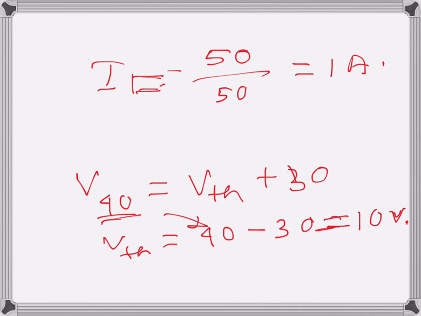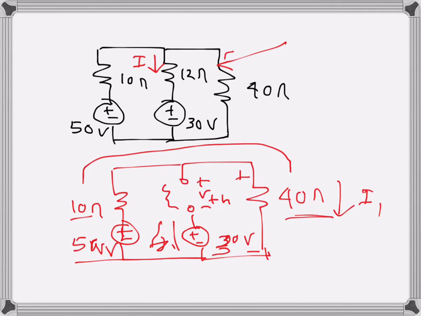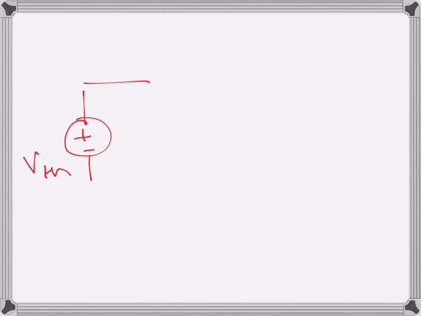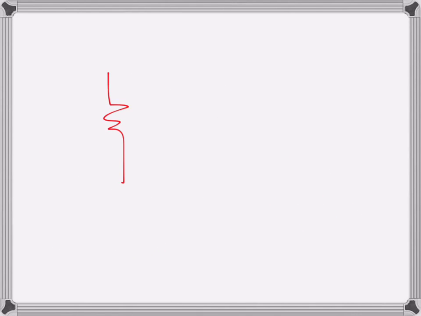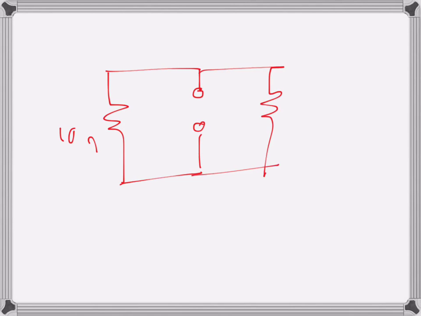So let's draw it here. 10, that's V Thevenin, and we need to find also the Thevenin's resistance. In order to do that, we will have to short out the voltage sources. Since these are voltage sources, in order to make them inactive, I will have to short them out. So this one will become 10 ohms here, this one will be shorted out, and this one will be 40 ohms here, and R Thevenin as seen from here, this terminal basically.